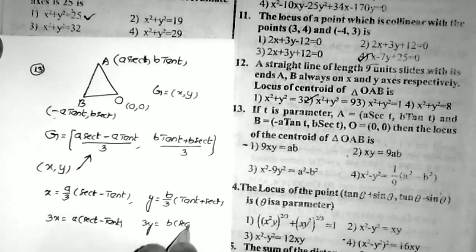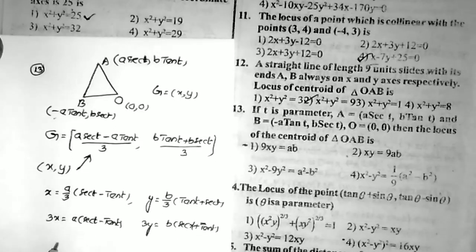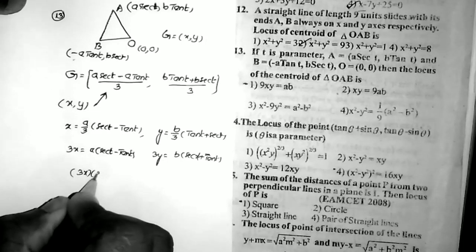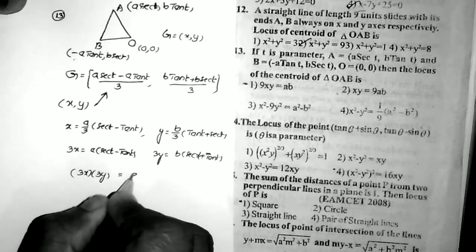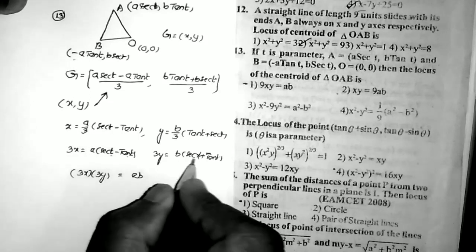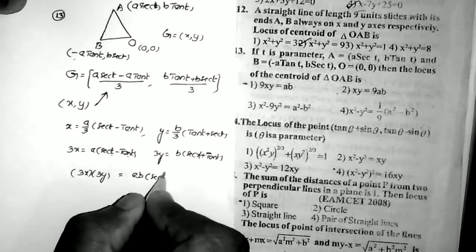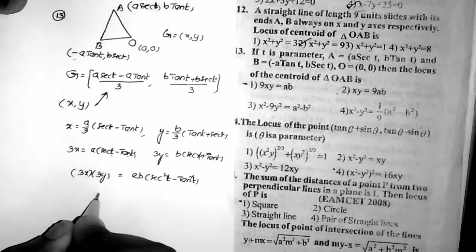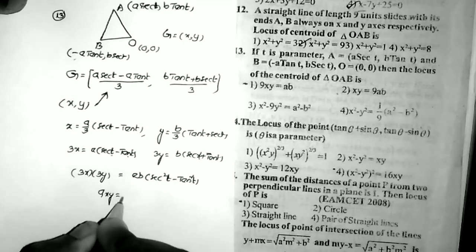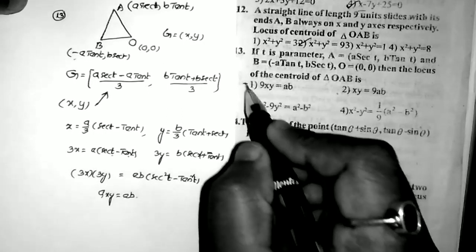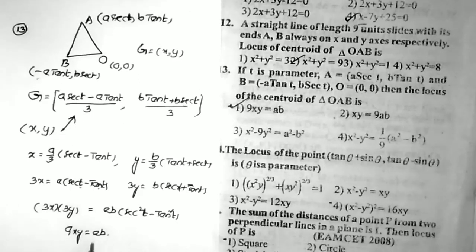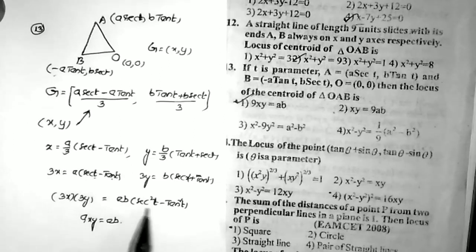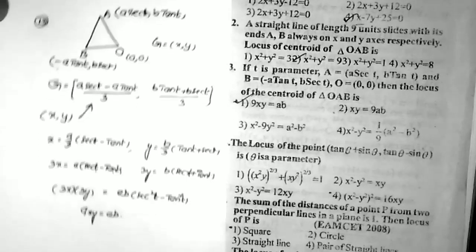Now multiplying these two equations, 3x into 3y is equal to ab into (secant t minus tan t) into (secant t plus tan t), that is secant square t minus tan square t. Therefore the answer is 9xy is equal to ab. That is the first option. Locus of the centroid means we just have to eliminate the parameter t from these equations. That's all. This is the answer.